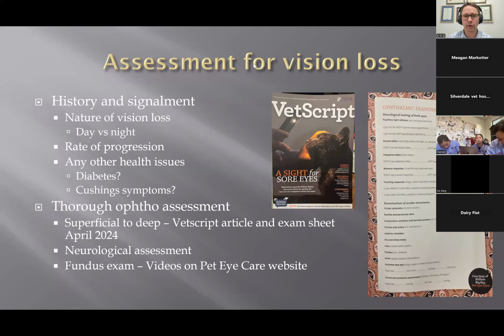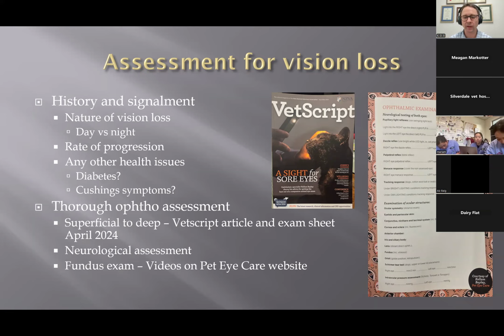I wrote an article in the VetScript in, what was it, April 24, just on the topic of ophthalmic exam. That runs through a lot of this stuff in a little more detail than we're probably going to cover today, and it also covers the neurology. At the end of it, there is an ophthalmic exam sheet as an example that is pretty much exactly what I still use now.